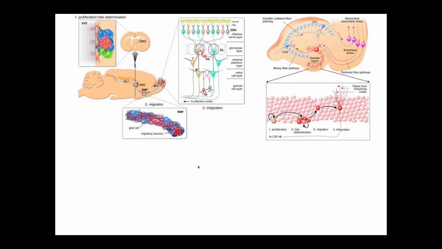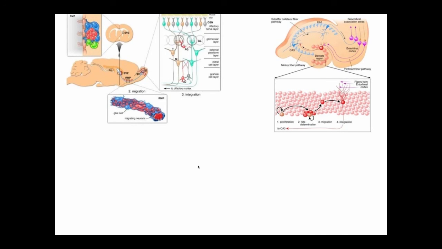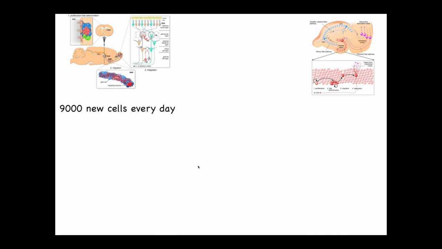So there are at least two hotspots of cell proliferation in the adult mammalian CNS, and that is in the subventricular zone, in the rostral portion of the brain, and in the hippocampus. We know that in these regions there are at least 9,000 cells being generated every day. We know that if you block cell genesis in the hippocampus, you have an effect on memory.